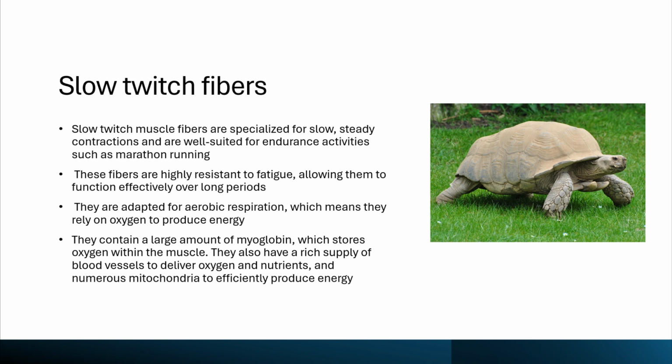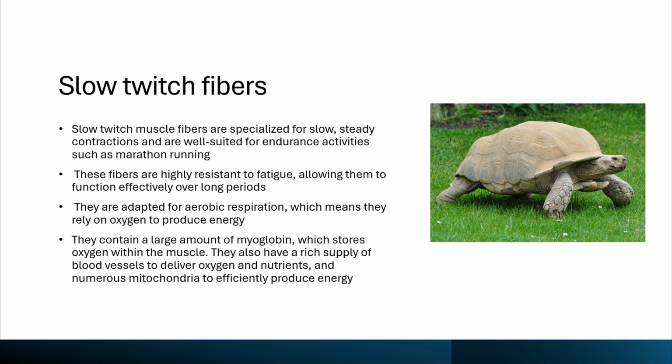So slow twitch fibers are specialized for slow, steady contractions and are well suited for endurance activities such as marathon running. These fibers are highly resistant to fatigue, allowing them to function effectively over long periods. They are adapted for aerobic respiration, which means that they rely on oxygen to produce energy. They contain a large amount of myoglobin, which stores oxygen within the muscle. They also have a rich supply of blood vessels to deliver oxygen and nutrients.